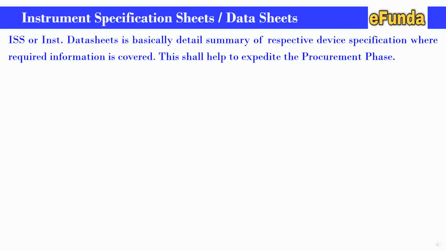So far, we have seen the details of instrument specification sheets, ISS or data sheet, and hope this video will brief you about the requirement of the specification sheets and their general benefit and the content of the data sheet. With this, we are concluding on today's topic, that is instrument specification sheets or instrument data sheets. An ISS or instrument data sheet is basically a detailed summary of a respective device's specifications where required information is covered. This shall help you to expedite the procurement phase.